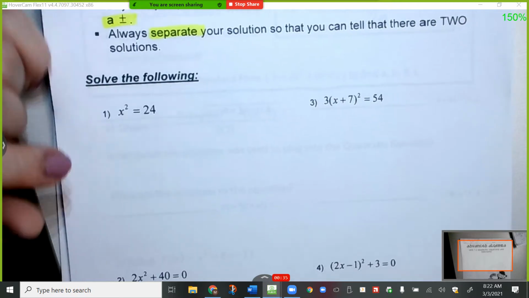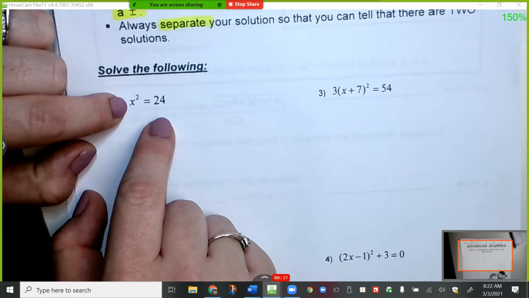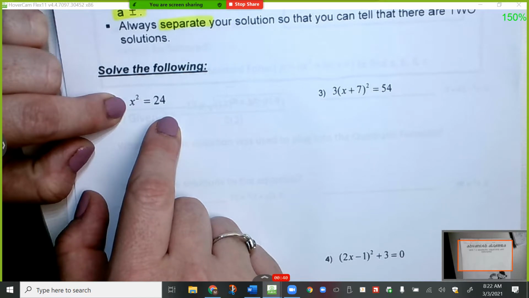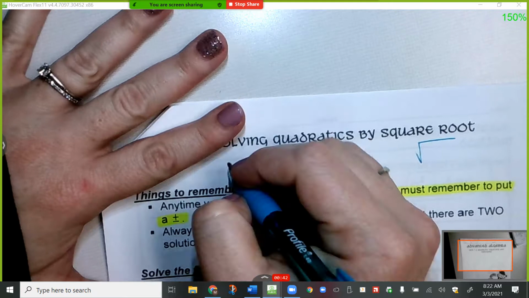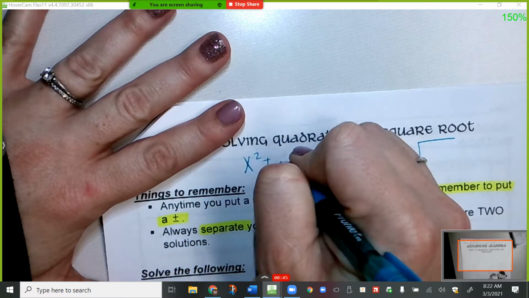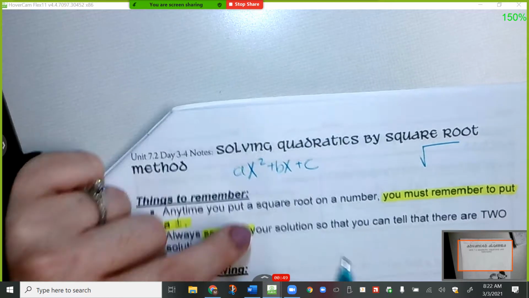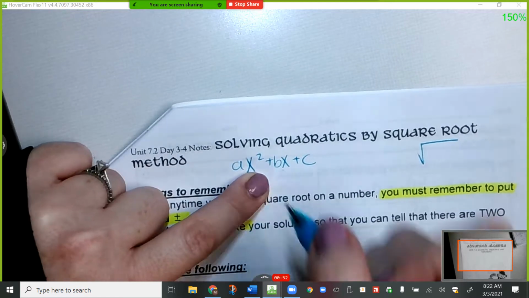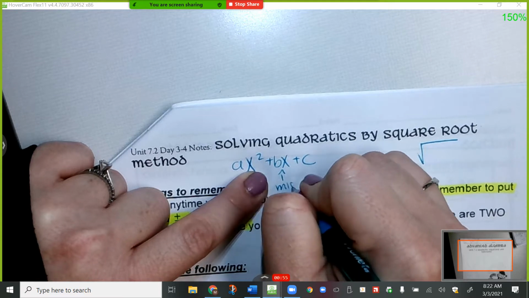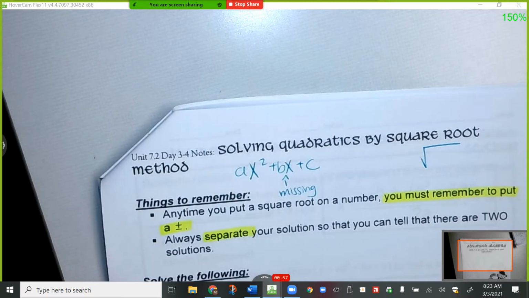If you notice here, we have just an x squared and just a number. The standard form we talked about yesterday is ax squared plus bx plus c. When you are missing this term, you can use the square root method. So when you're missing the one with just the x that doesn't have an exponent, that's when you can use the square root method. Lots of y'all online still don't have your cameras on, so come on. That's when you get to use the square root method.